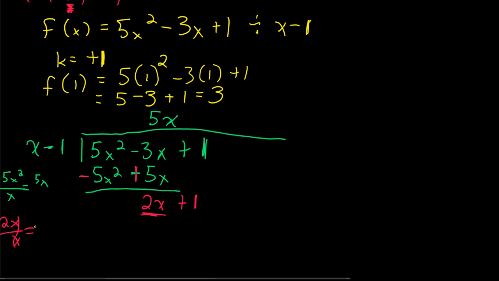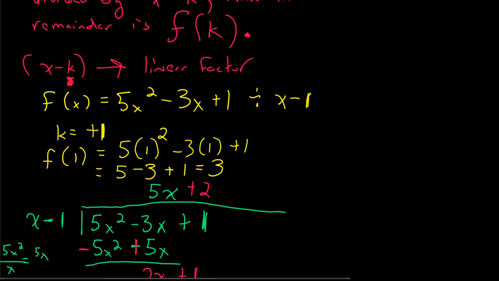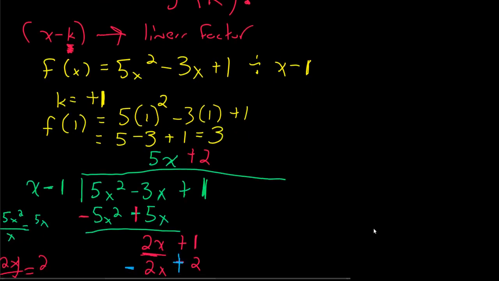And when I divide, these cancel, leaving 2. And it's a positive 2. So I'll multiply my 2 back, 2x minus 2. I'll change my signs. And if I did my job right, these terms cancel out. But look, my remainder is 3. That told me it was going to be 3. It's 3.